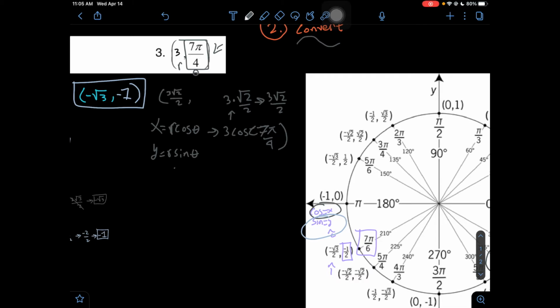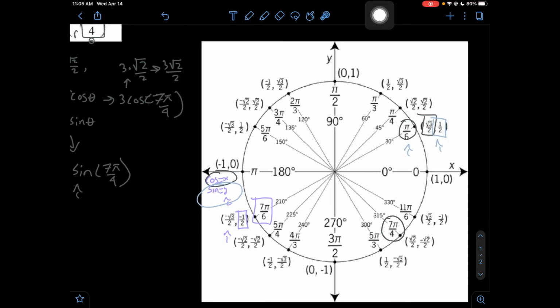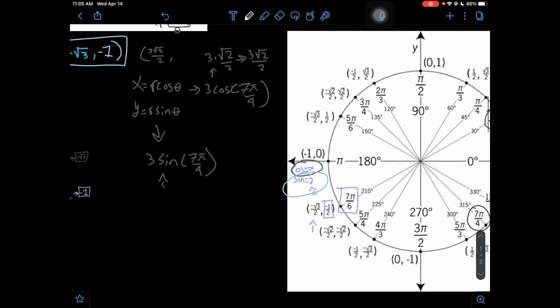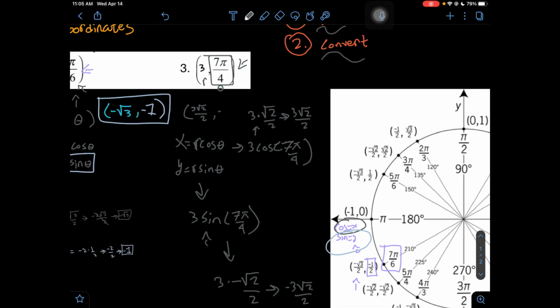Let's find our y value. Well, we know r is still 3, based on our coordinate point. Then times sine at 7 pi over 4. Well, sine is our y value. And if you look for our y value at 7 pi over 4, it is negative square root of 2 over 2. And let's go ahead and substitute that in. So we have 3 times the negative square root of 2 over 2, which is negative 3 square roots of 2 over 2. That is our y coordinate, so let's go ahead and write that down. Negative 3 square roots of 2 over 2. And then this is going to be our last Cartesian coordinate point for this type of problem.